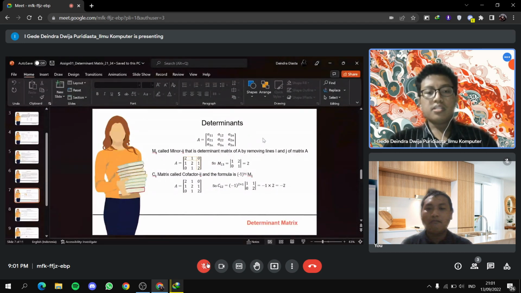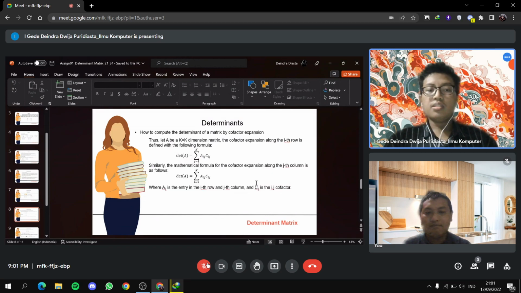And then, M i j is called the minor i j, that is the determinant of the matrix A by removing row i and column j of matrix A. This is the example. And then C i j is called the cofactor i j, with the formula minus 1 to the power i plus j times minor i j. And then this is the example.